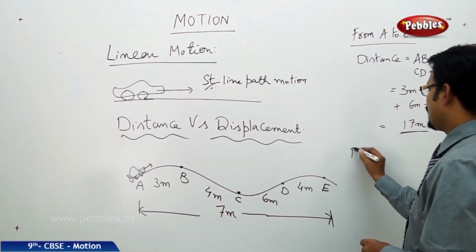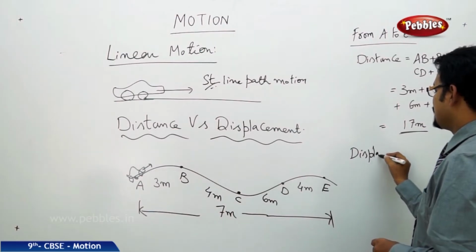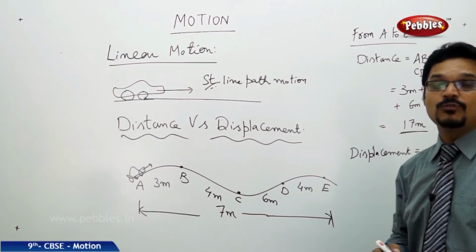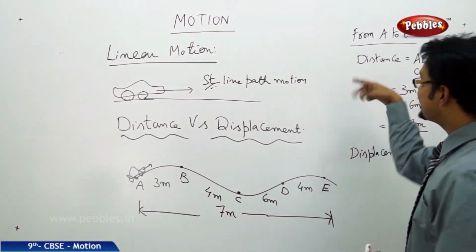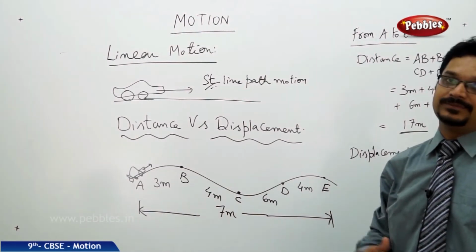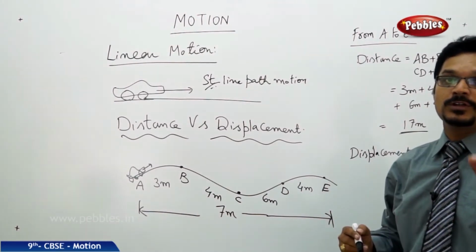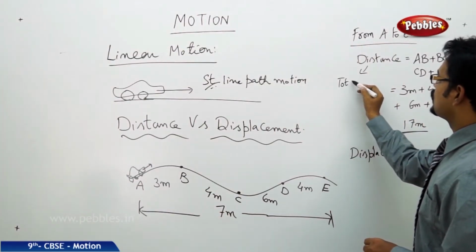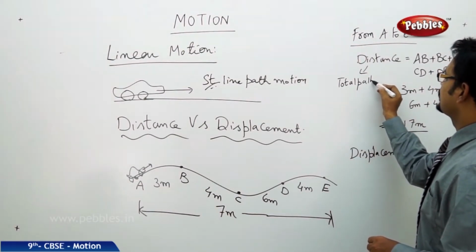Now coming to displacement. To know what displacement is, first of all you should know what distance actually is. Distance is the total path covered. That's the definition. The total path covered. So I am writing here: total path covered.